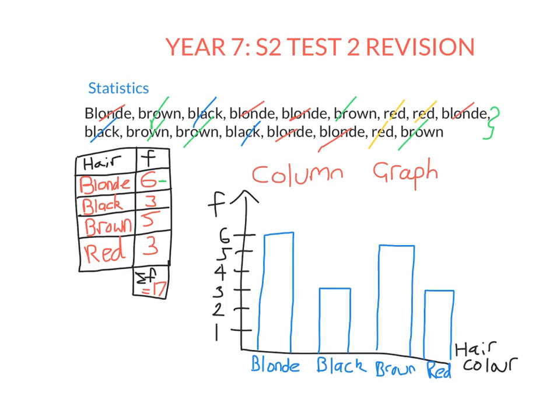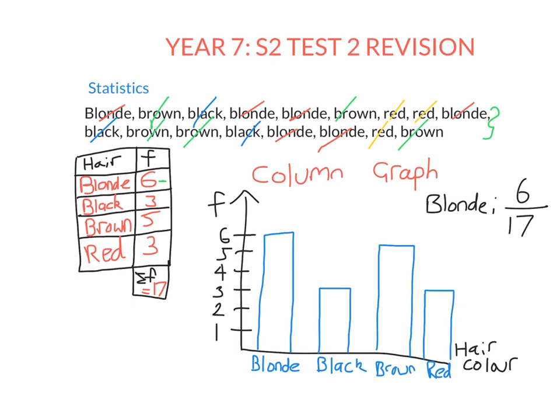So we also need to be able to get a column graph like this and interpret it. So we can see from the column graph, for example, that the fraction of people with blonde hair was 6 out of 17 in total. So blonde was the most common hair color and black and red were the least common. So displaying this information in a column graph gives us a very quick way to see what was the most common hair color and what was the least common.